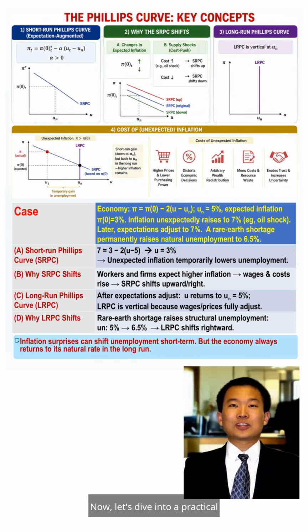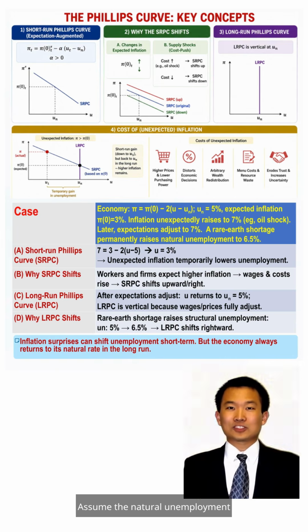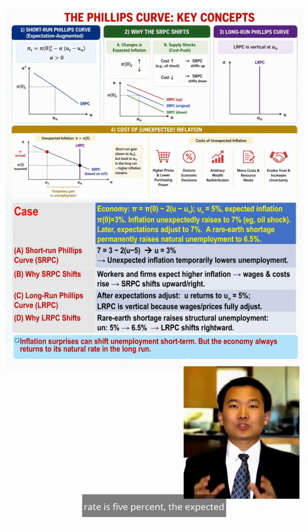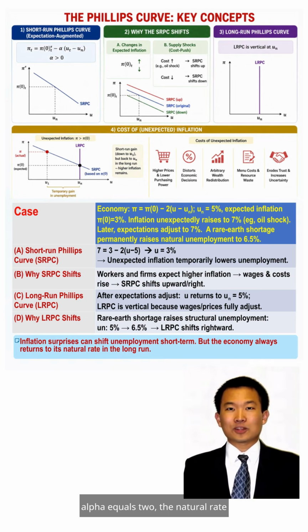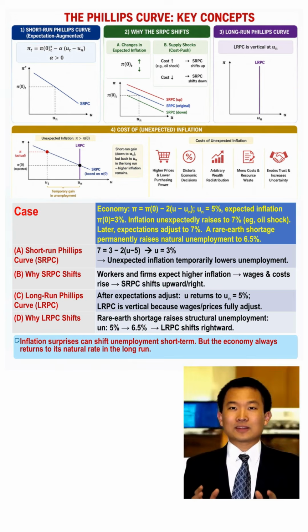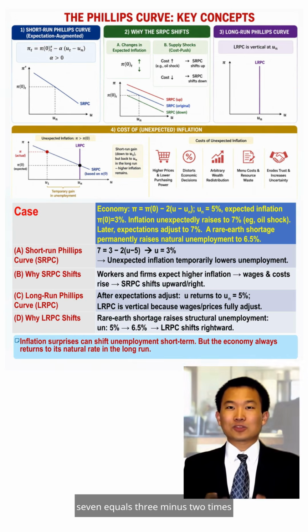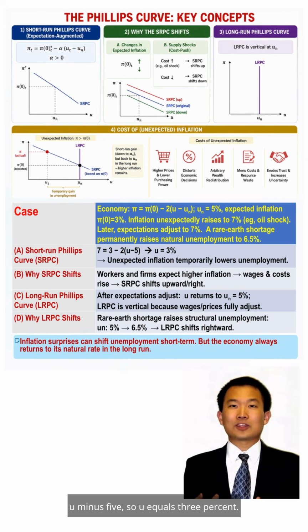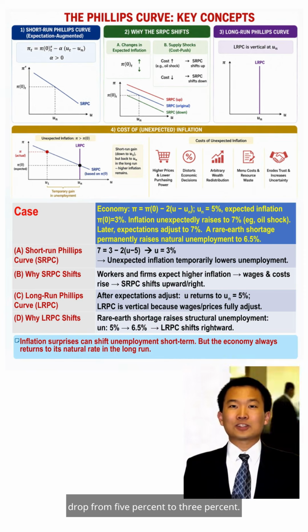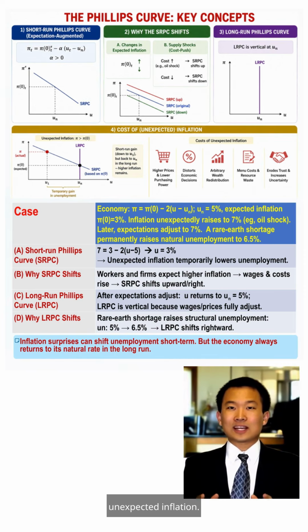Now let's dive into a practical problem-solving exercise. Assume the natural unemployment rate u_n is 5%, the expected inflation rate is 3%, α equals 2, and actual inflation is suddenly pushed up to 7%. Plugging this into the equation, 7 = 3 − 2 × (u − 5), so u equals 3%. The result shows that the unemployment rate will temporarily drop from 5% to 3%. This is the short-term effect of unexpected inflation.